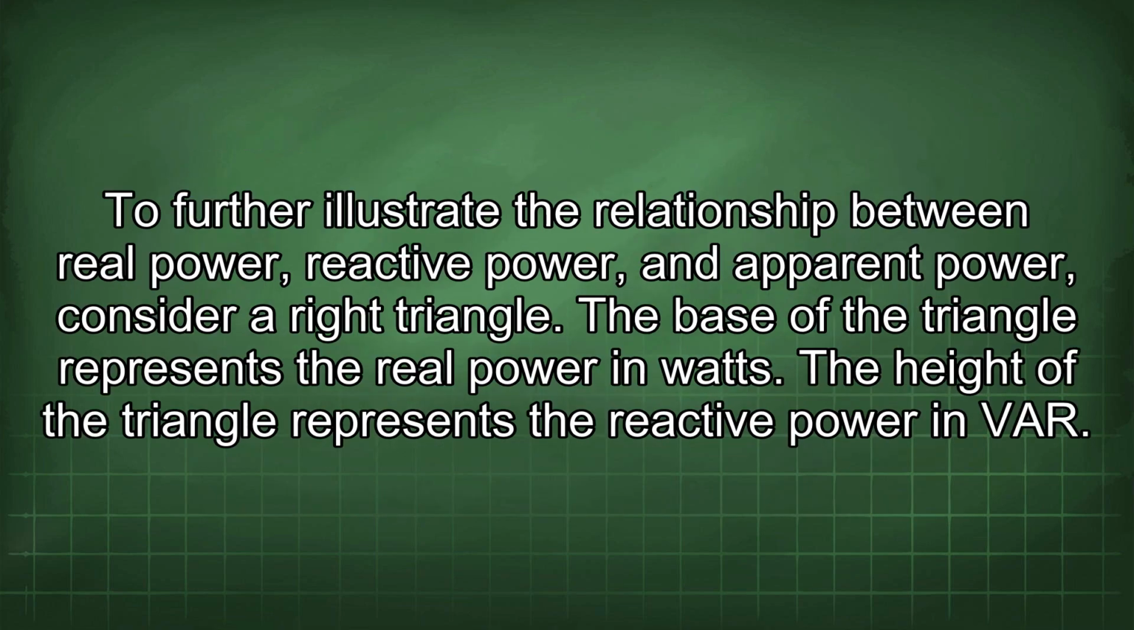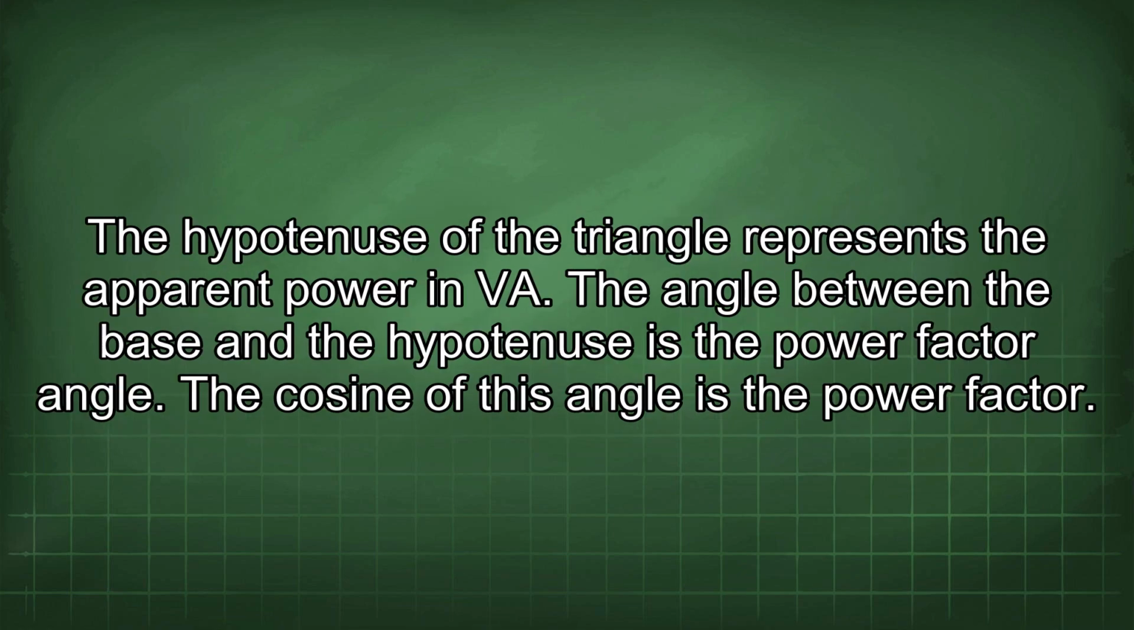To further illustrate the relationship between real power, reactive power, and apparent power, consider a right triangle. The base of the triangle represents the real power in watts. The height of the triangle represents the reactive power in VAR. The hypotenuse of the triangle represents the apparent power in VA. The angle between the base and the hypotenuse is the power factor angle. The cosine of this angle is the power factor.